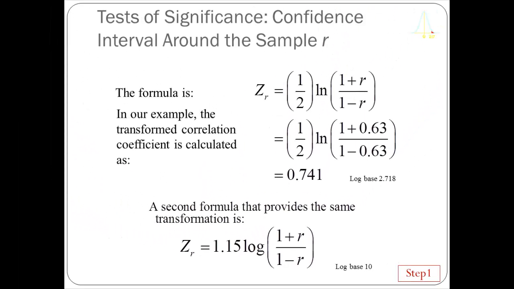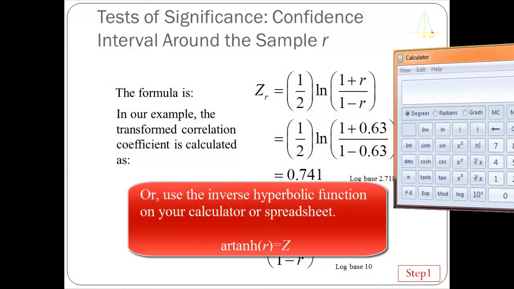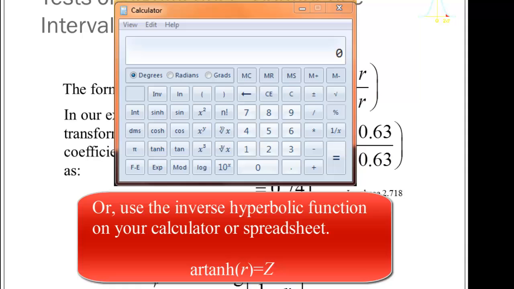So to use this formula, you need to figure out the log key on your calculator or your spreadsheet, and you need to have the correlation coefficient. If you have that, it's a very simple matter to go ahead and calculate or to convert a particular Pearson's R to a z-score.